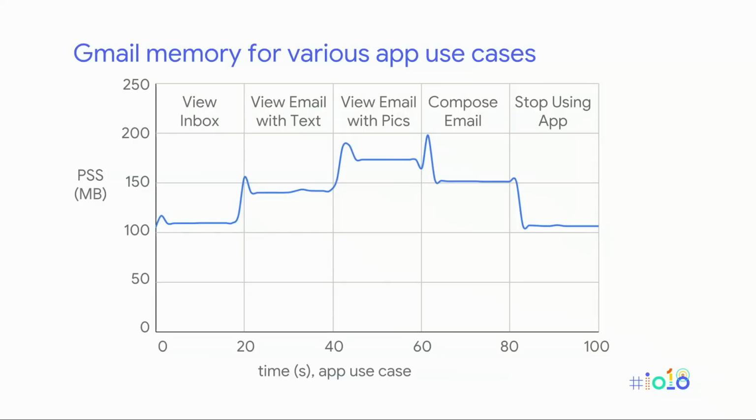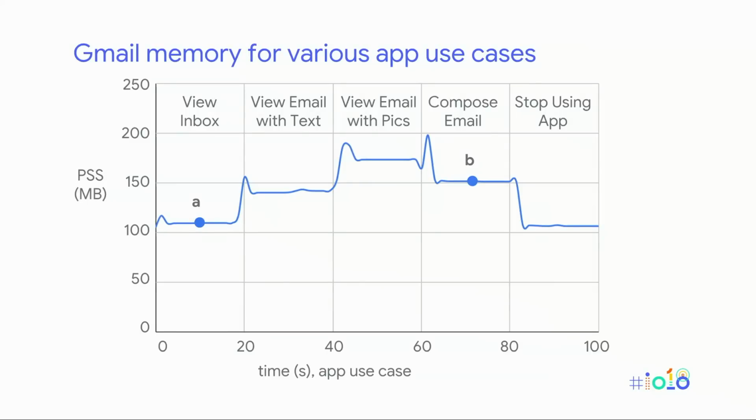Then I switched to looking at an email that had some text, uses a little bit more memory. I switched to looking at a different email, this one with pictures, that uses more memory. Then I started to compose an email, used a little bit less. I stopped using the app, and then it used less memory. So you can see here that depending on the application use case, memory impact varies quite significantly. And it doesn't necessarily make any sense to compare your application's memory from point A and point B, because these are different use cases.